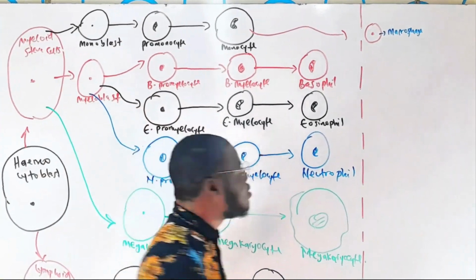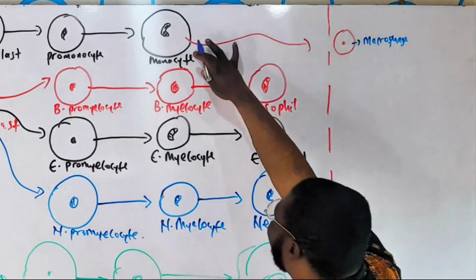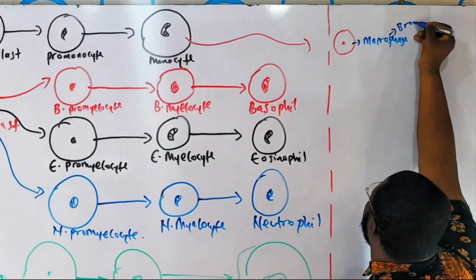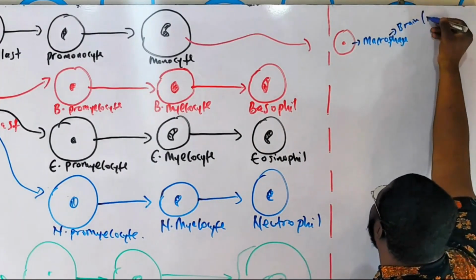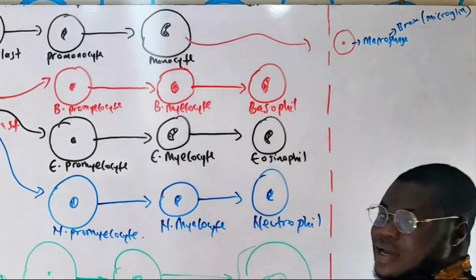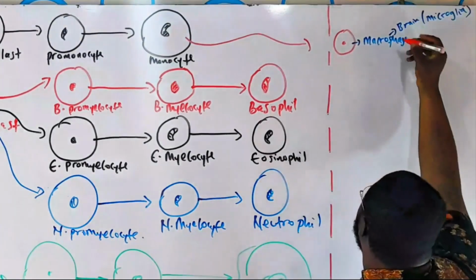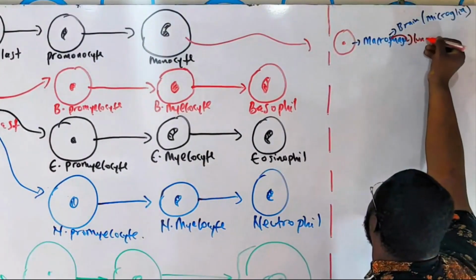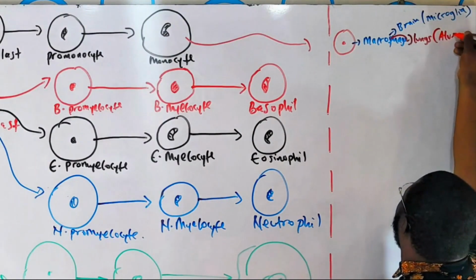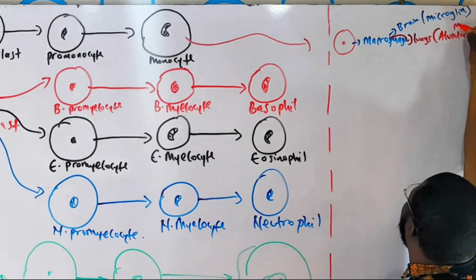Now, what next? These macrophages, you can find them in different body parts. When monocytes migrate to somewhere like the brain, they become a macrophage called microglia cells. Microglia cells. And apart from that, if they go to the lungs, they become alveolar macrophages.